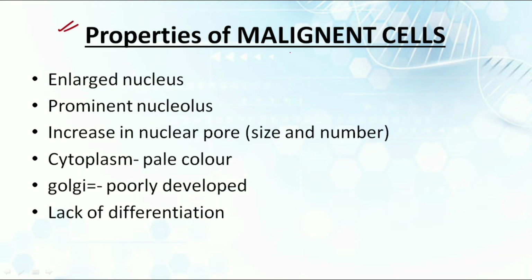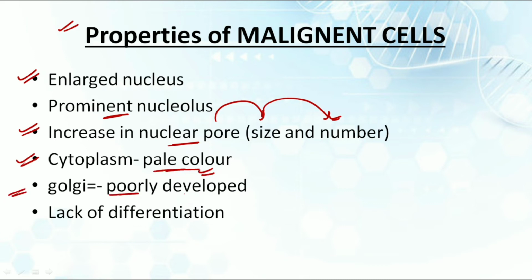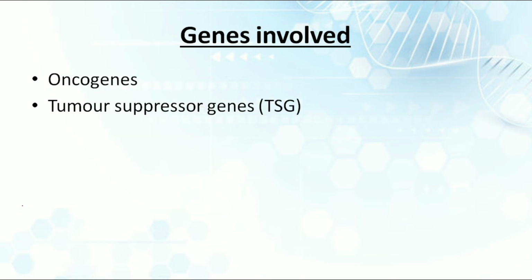Now we have the properties of the malignant cells. The very first property of the malignant cell is that there is an enlarged nucleus, a prominent nucleolus is present, there occurs increase in the nuclear pores size and also the number. Then we have the cytoplasm turning into the pale color, the Golgi body is poorly developed, and also there occurs lack of differentiation. So this was about it.